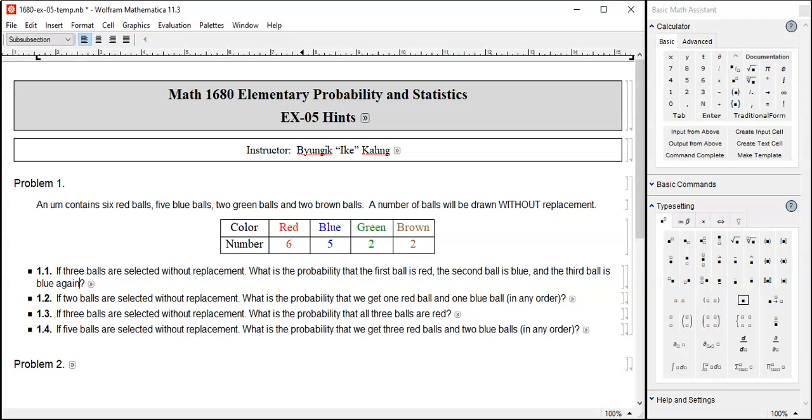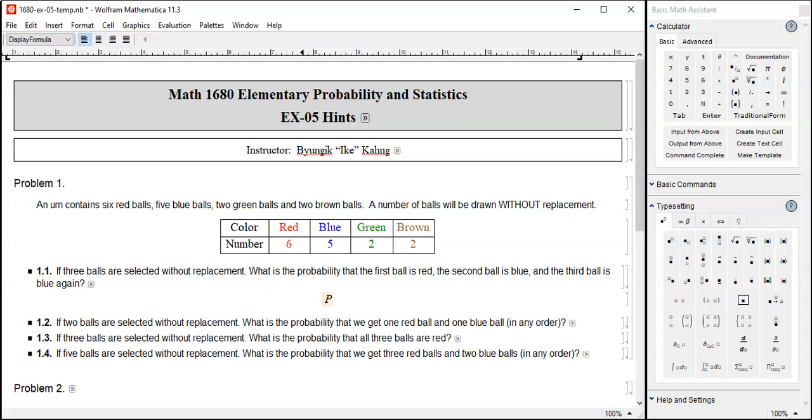So basically I'm looking for a sequence of events: red, blue, and blue. That's basically what I want. The probability of red in my first draw, and blue in my second draw, and then blue again in my third draw. This is what I want. Similar to the homework problem, a little bit harder. Okay, let's begin. How do I do this?